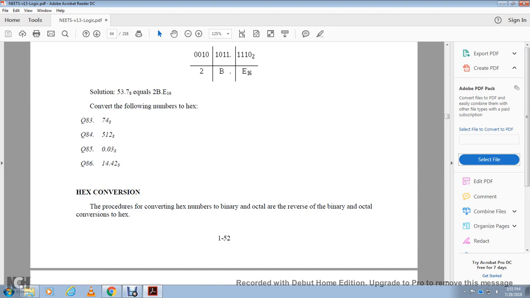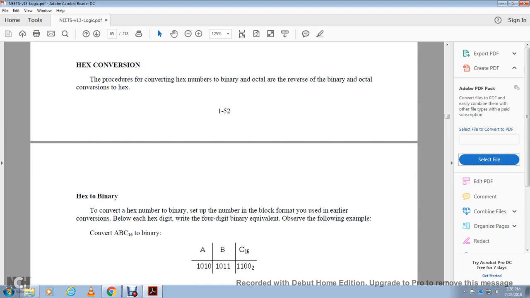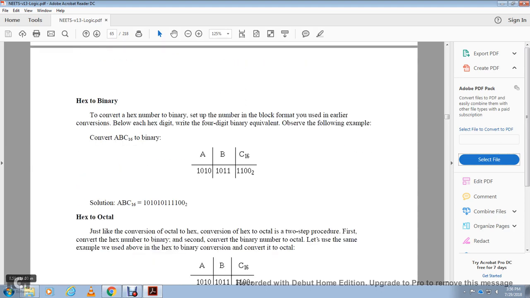Hex conversion. All right, the procedure for converting a hex number to binary and octal is the reverse of the binary to octal and hex conversion. To convert a hex number to binary, set up the number in the block format used earlier. In the conversion block below each hex digit, write the 4-digit equivalent. Observe the following: for ABC hex, you'd have the binary equivalent. For hex to octal conversion, use a 2-step procedure: first convert to binary, second convert the binary to octal, the same as the example above.